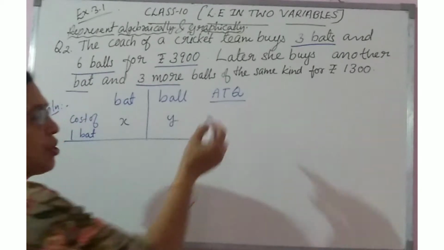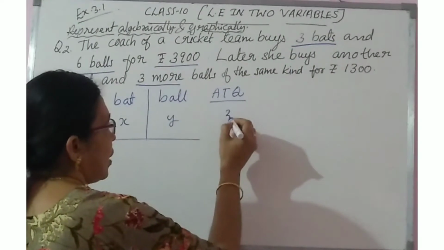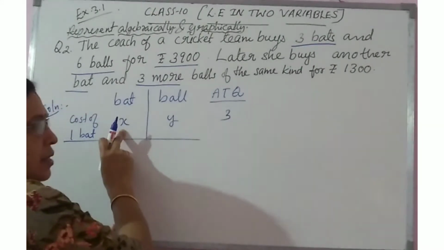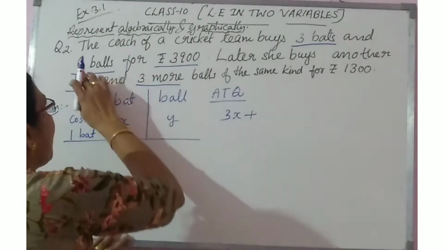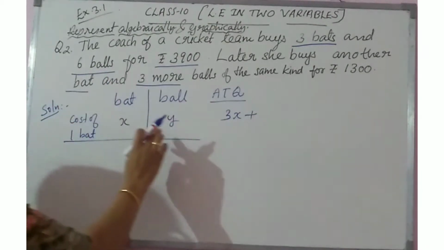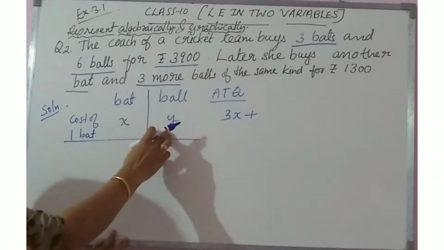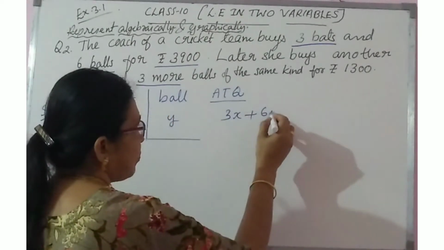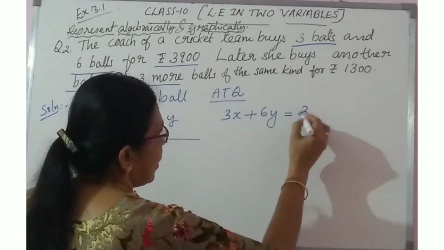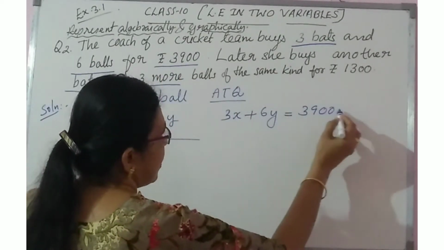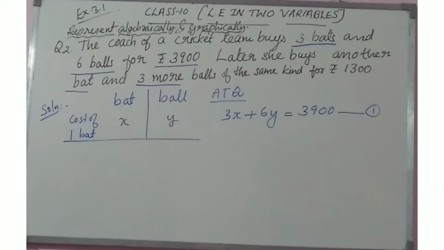ATQ, that means according to the question, the number of bats is 3, and the cost of one bat is x, so 3 into x, that is 3x, plus the number of balls is 6, and the cost of one ball is y, so 6 balls cost me 6 into y, that is 6y, is equal to the total cost given, 3,900 rupees. This is equation 1.